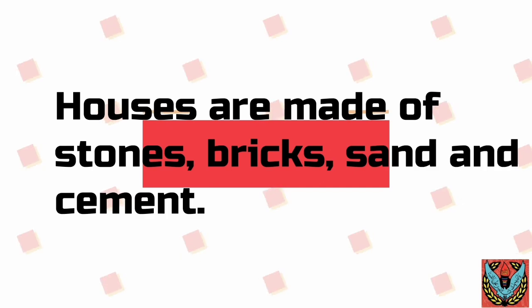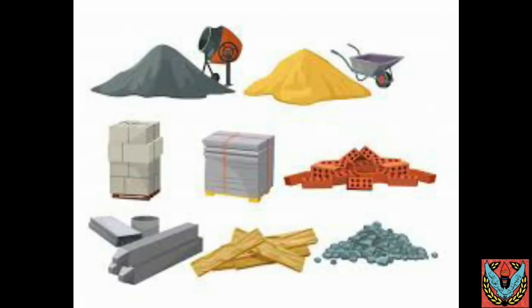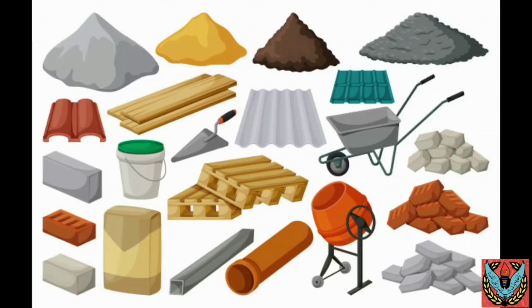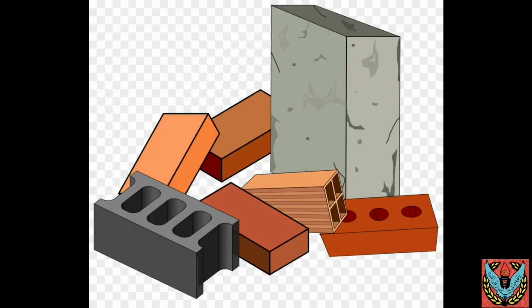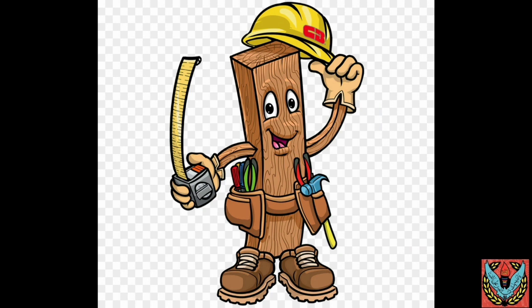Houses are made of stone, bricks, sand, cement, clay and wood. Many other materials are also used. Iron or steel is used for pillars in the walls. Wood is used for doors and windows.